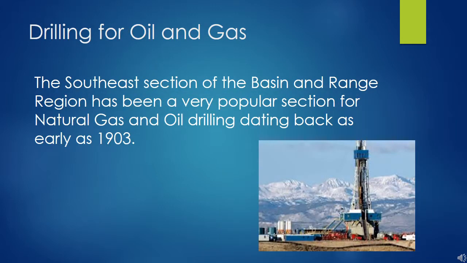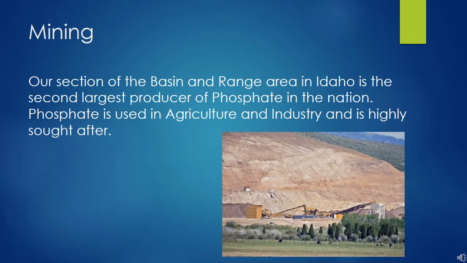Being marine sediments also means that some of our sediment was organic. This organic material was trapped and then eventually turned into natural gases and oil. These areas have been drilled dating back as early as 1903. Our southeast section of the Basin and Range area in Idaho is the second largest producer of phosphate in the nation. Phosphate is highly sought after and used in agriculture and industry.